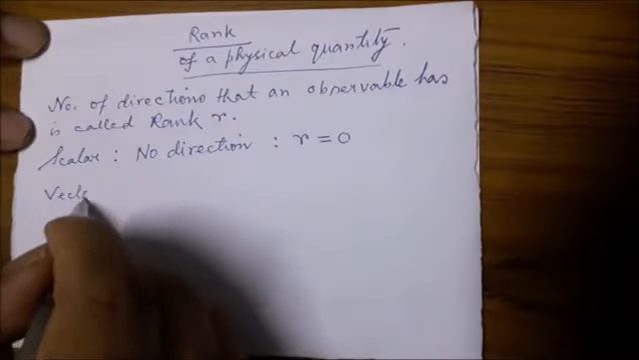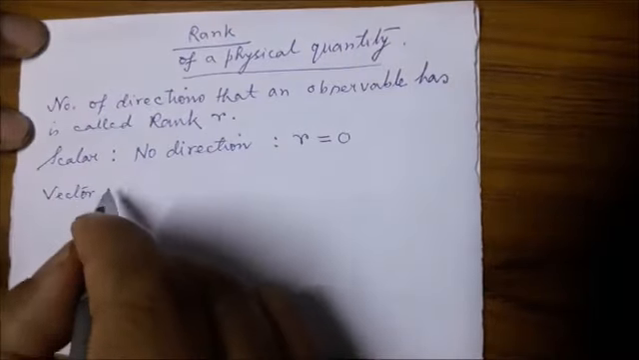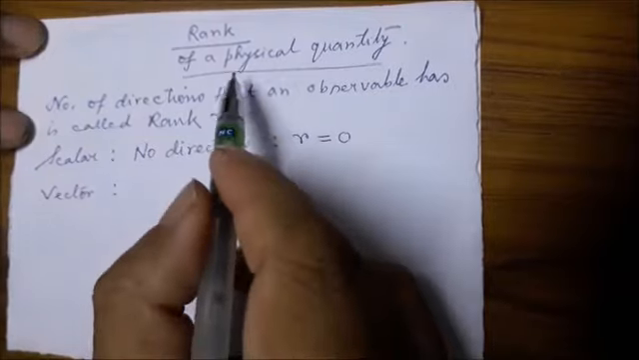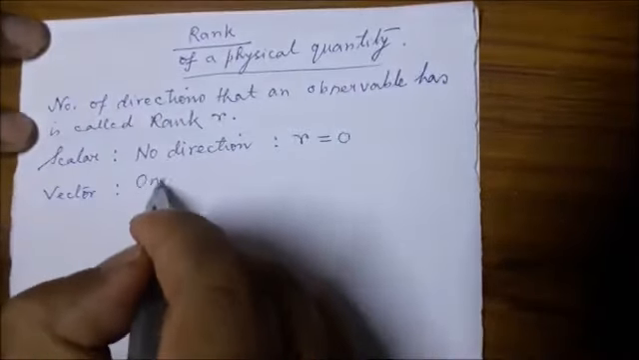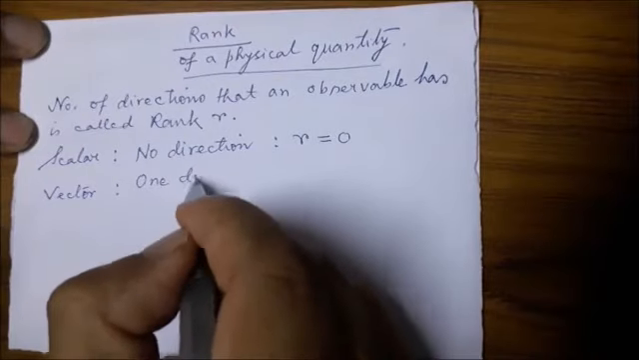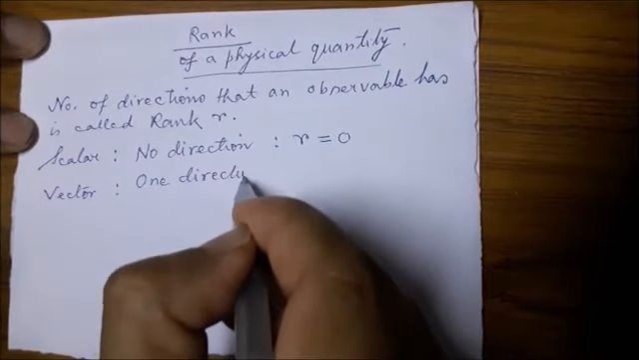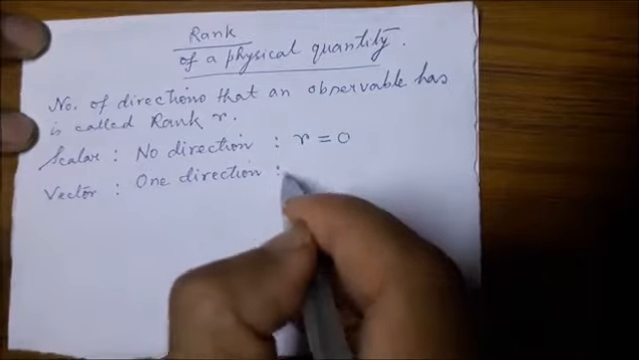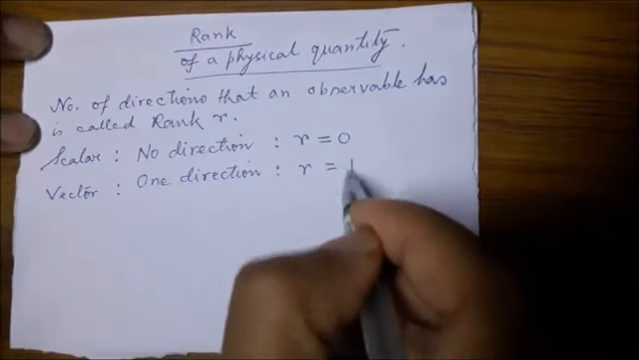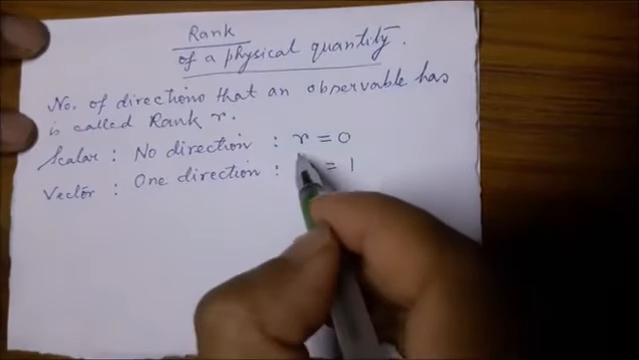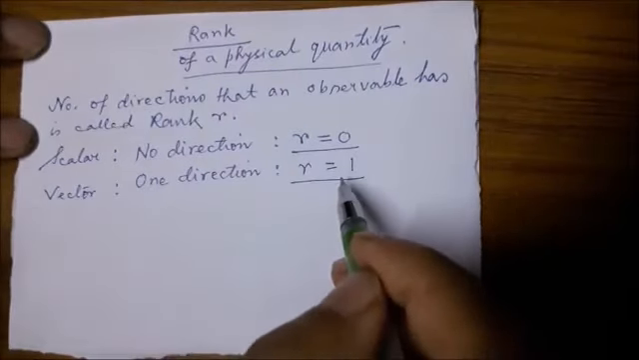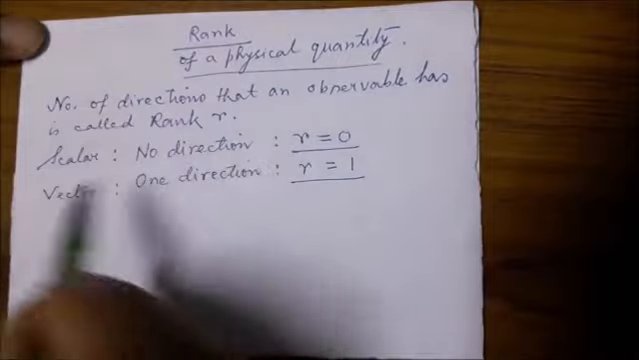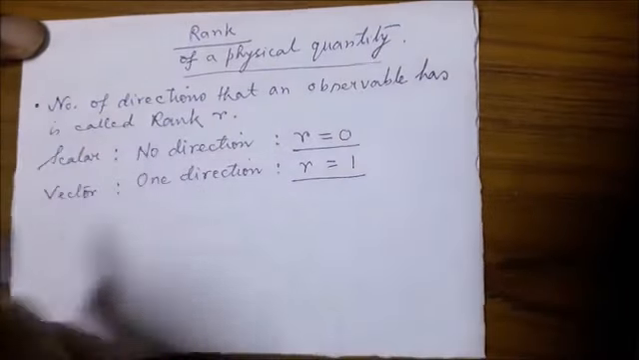Vector. Vectors are observables or physical quantities which have one direction, and this means the rank of a vector is unity. So rank of a scalar is 0, rank of a vector is 1. So this is one way of defining rank.